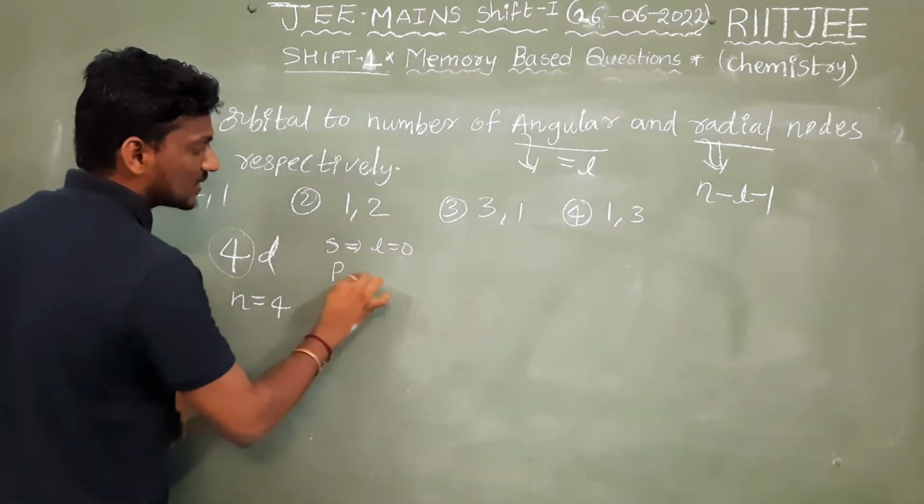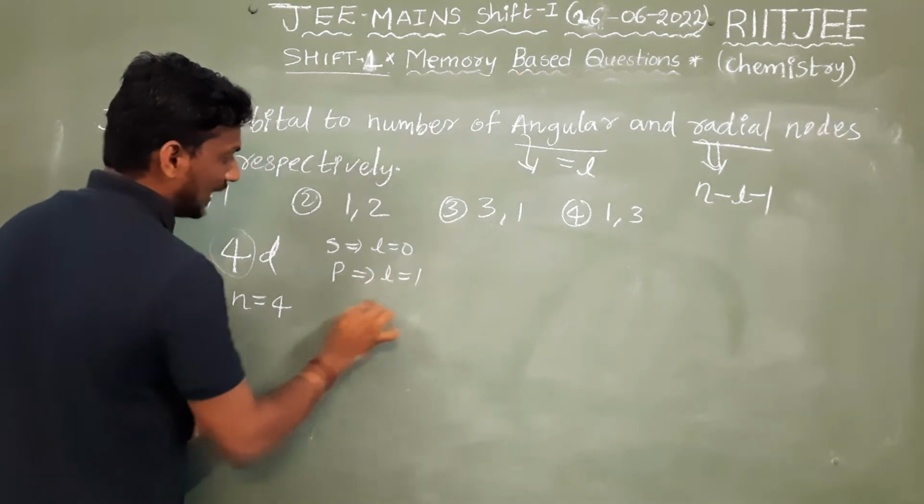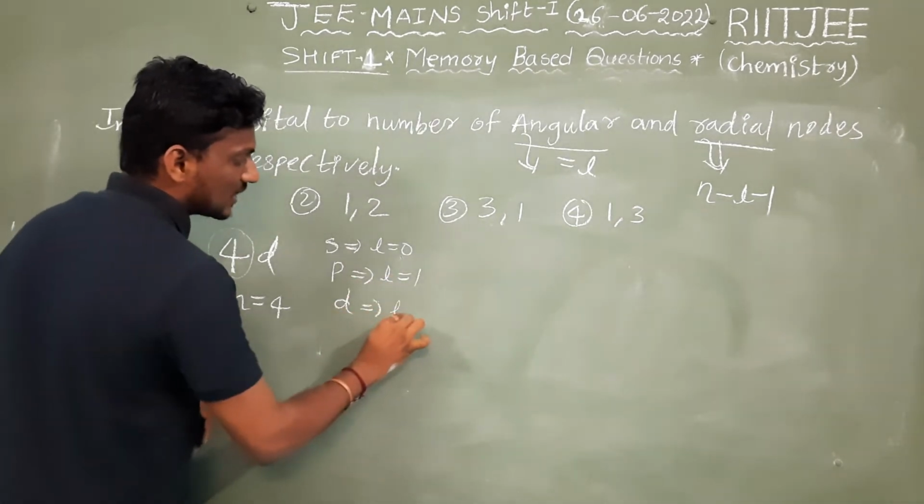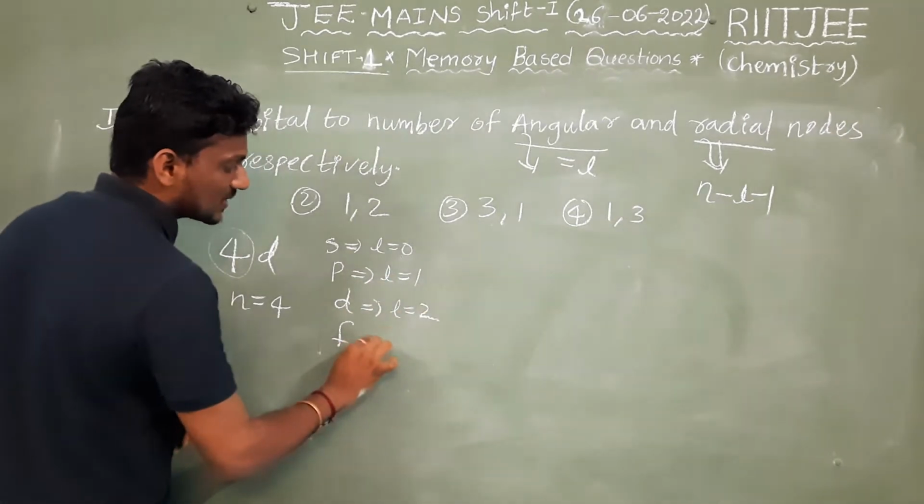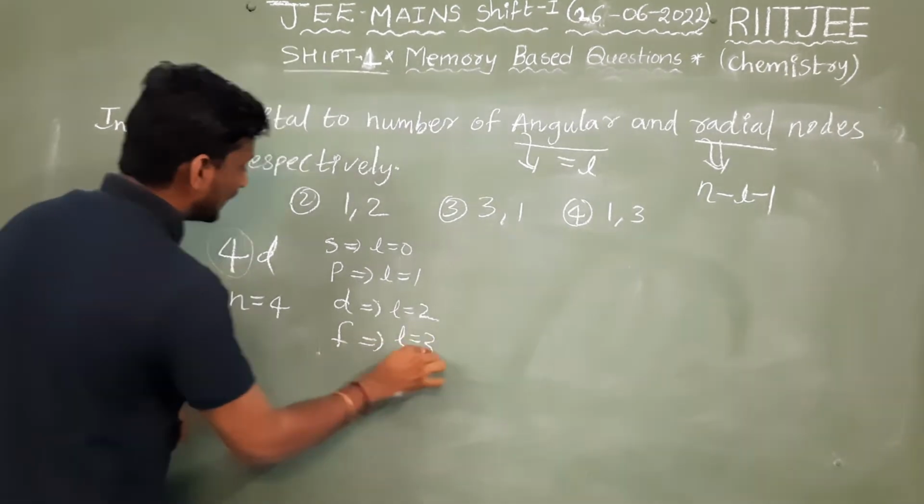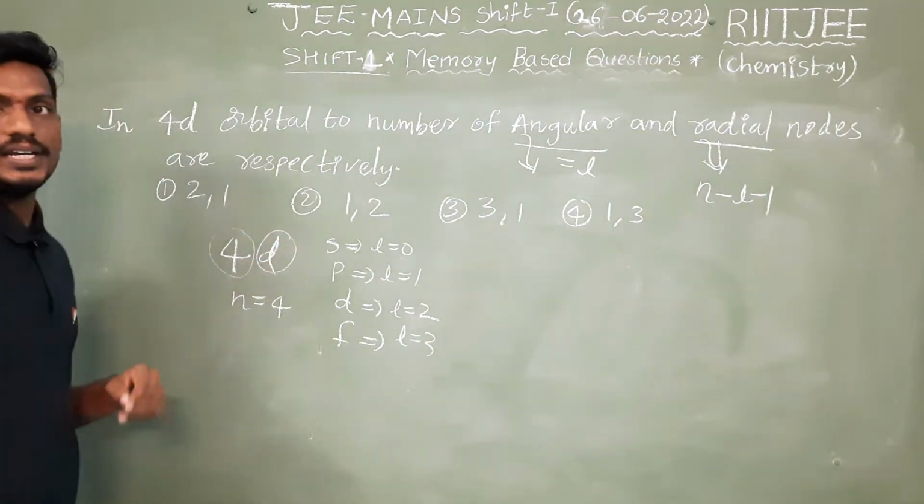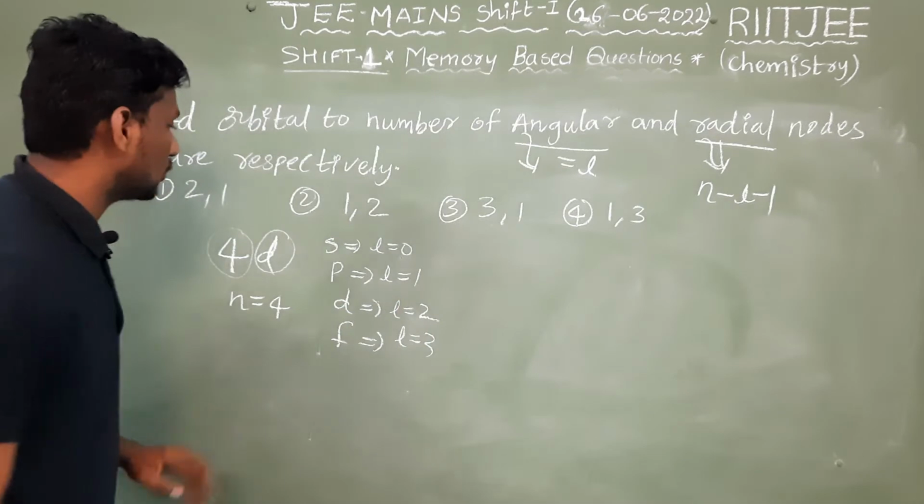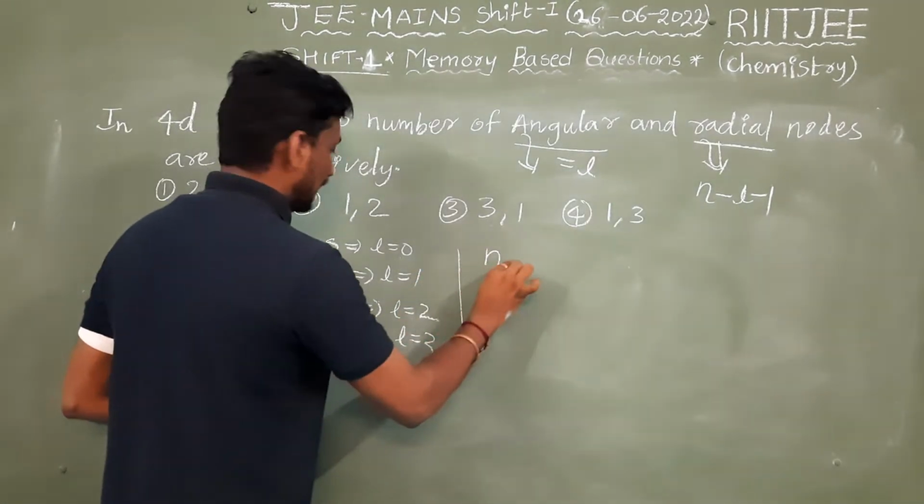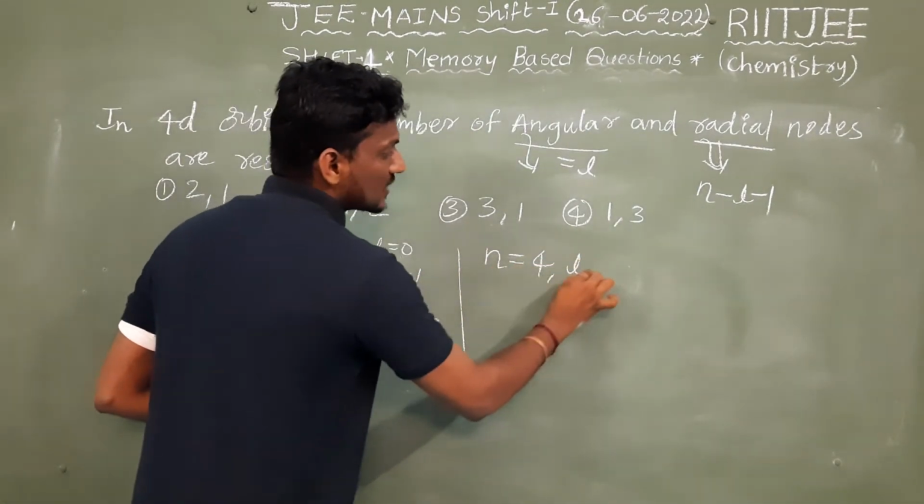P orbital is there, so L is equal to 1. And D orbital is there, L is equal to 2. And F orbital is there, L is equal to 3. But the question is asking about 4D. For D, L is equal to 2. Now we are clear that n is equal to 4 and L is equal to 2.